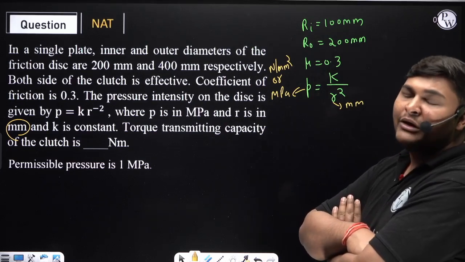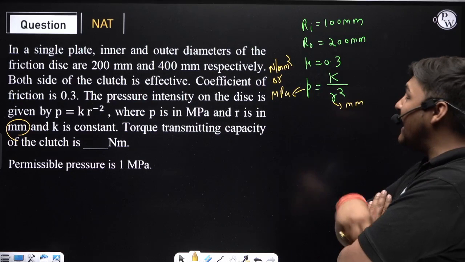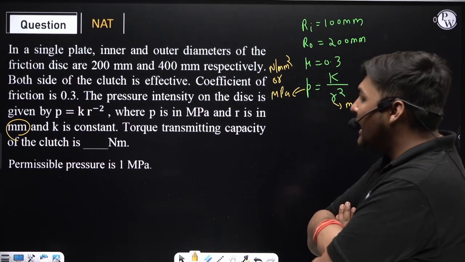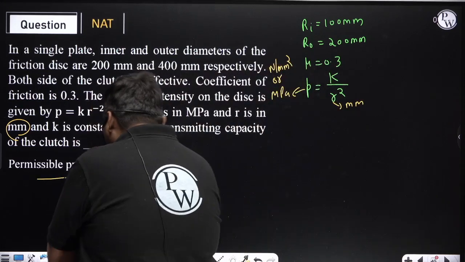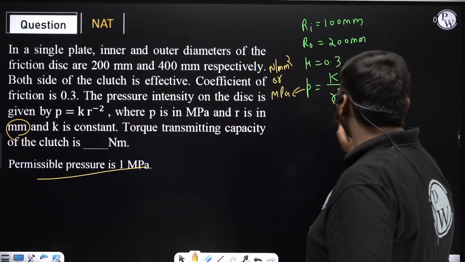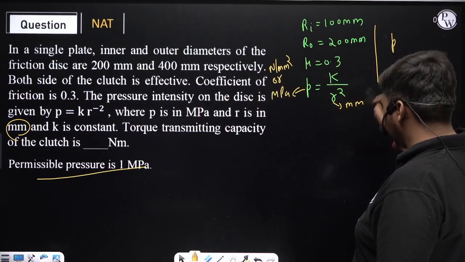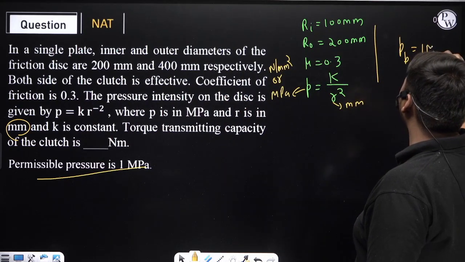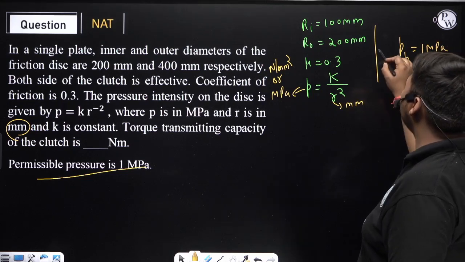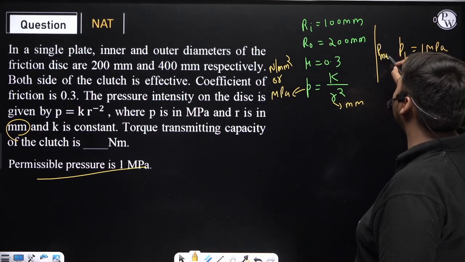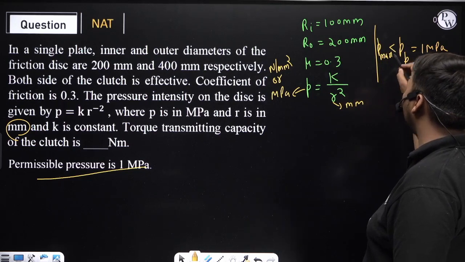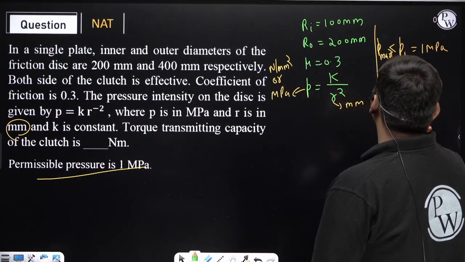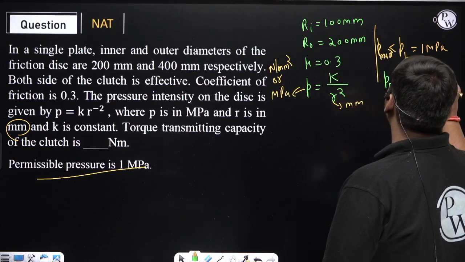To calculate the value of constant K, we need to know the pressure at any one point of this pressure distribution. And in the question, permissible pressure is given. What is permissible pressure? Suppose I denote permissible pressure as PP, which is 1 megapascal or 1 newton per mm square. Since it is permissible pressure, maximum pressure should be equal to 1 or less than 1. To calculate the limiting value, we will take maximum pressure equal to permissible pressure, which is 1 megapascal.